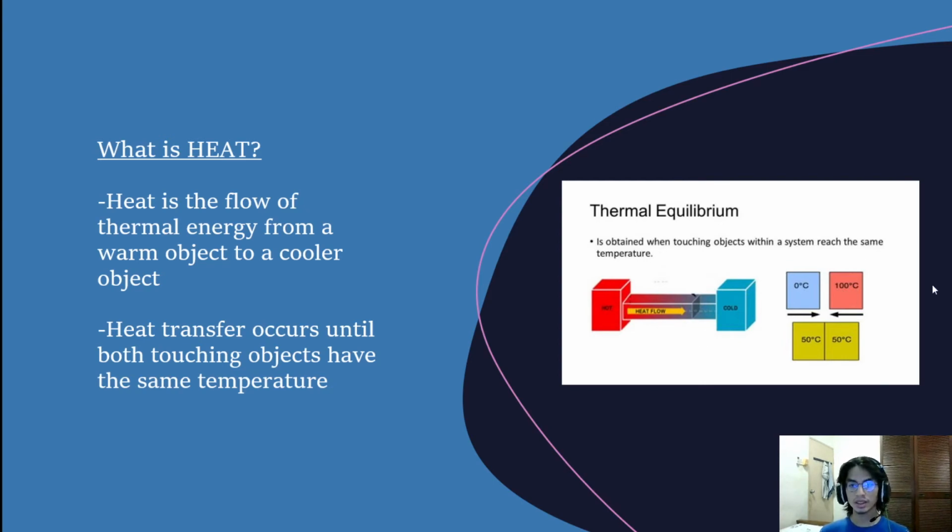At first, look here. The hot object has 100 degrees Celsius and the cooler object has 0. The heat transfer will occur until both objects have the same temperature, in this case, 50 degrees Celsius.